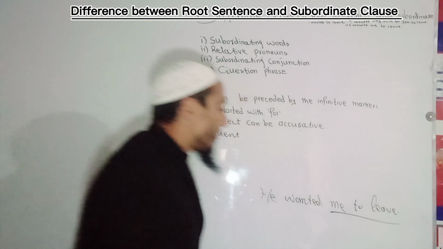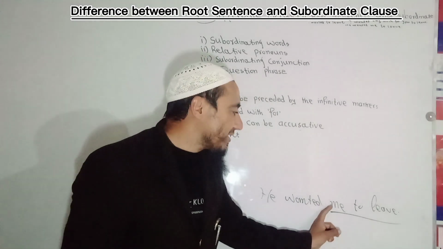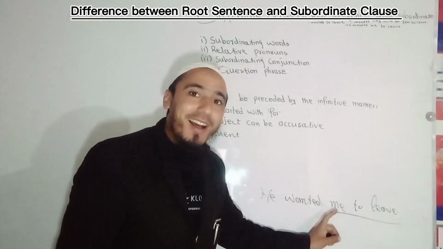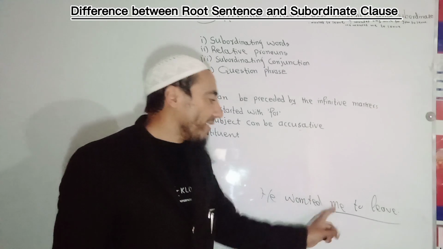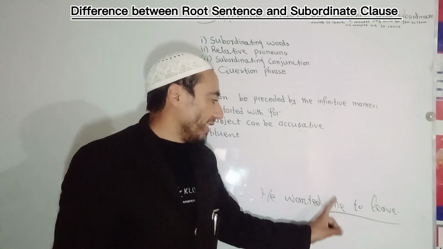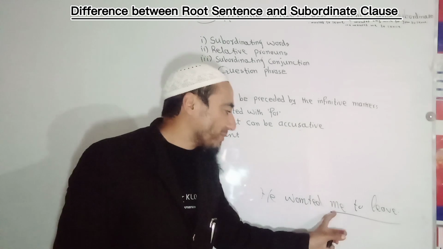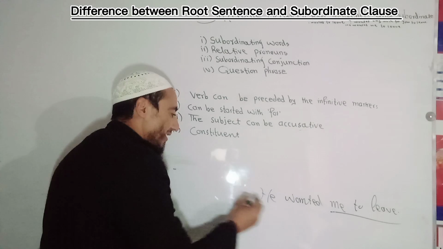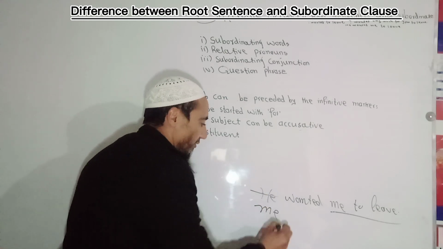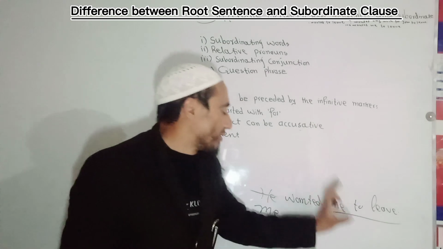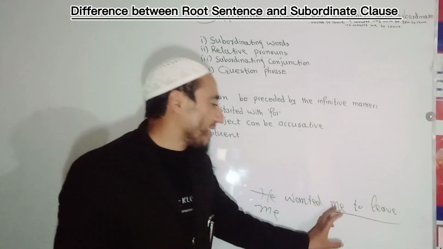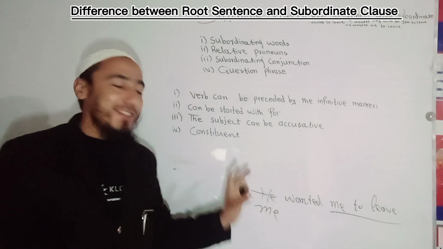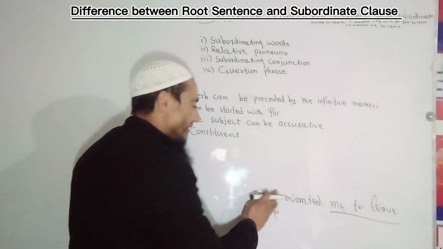Listeners and audience, you see, in "he wanted me to live," here we have a subordinate clause. Why? Because the subject of the subordinate clause is accusative. But when we say "he wanted," the sentence cannot start with "me wanted." Why? Because the subordinate clause can start with the accusative case, but the root sentence does not start with accusative. So this is the difference.